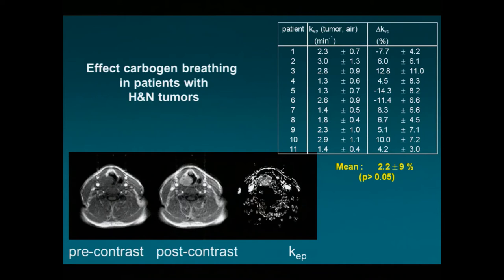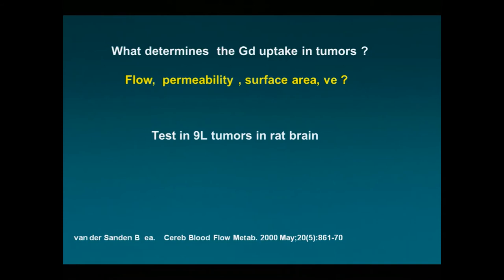So given that we have these two parameters, which are kind of lumped parameters of the physiological parameters that we are interested in, we initially asked ourselves, what is actually determining these parameters? Is that flow, permeability, the surface area, or the interstitial space? So you can test that in animals, for instance, in a brain tumor in the rat. And here you can see the tumor.